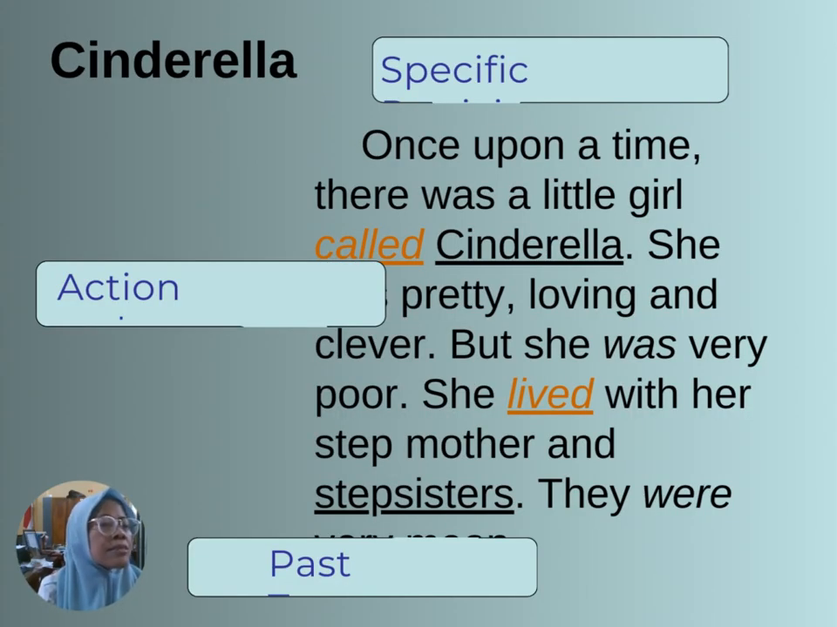So in the Cinderella story, we have a specific participant. Once upon a time, there was a little girl called Cinderella. Cinderella is a specific participant. She was pretty, loving, and clever. This is action verb. But she was very poor. She lived with her stepmother and stepsister. Lived is past tense.